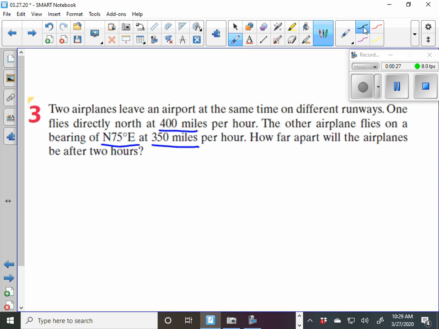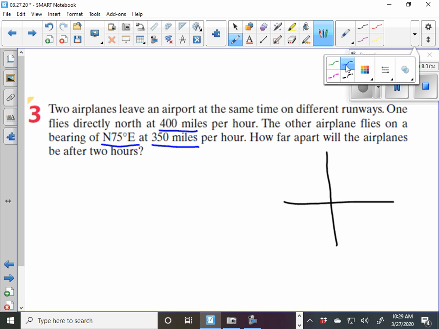This is one of those where you're going to need to draw a picture. Nice part is the picture here can be fairly simple. Here's the airport. We're leaving and we're going 400 miles per hour that direction. And notice that we're going to be going for 2 hours. So the first airplane is going to have traveled 800 miles at 400 miles per hour.